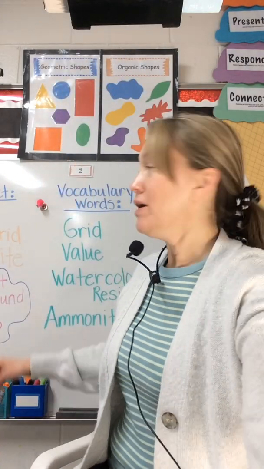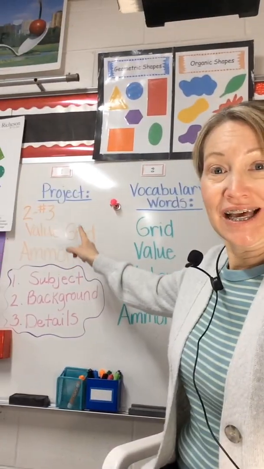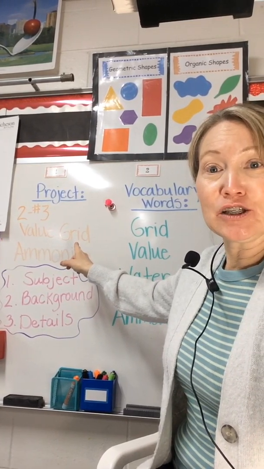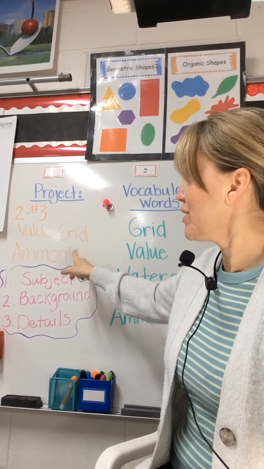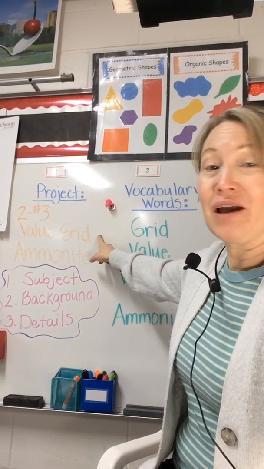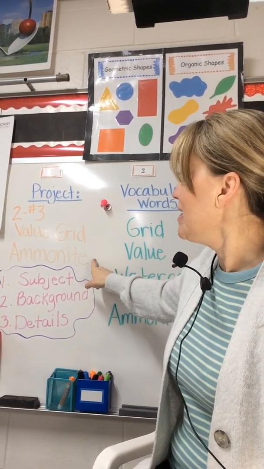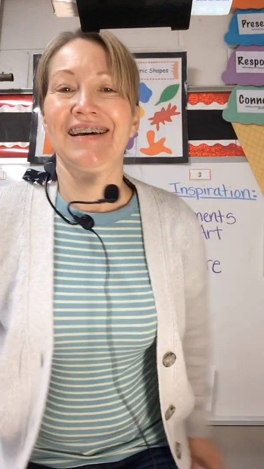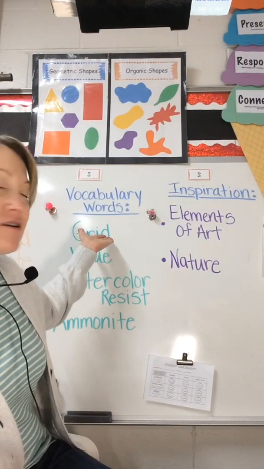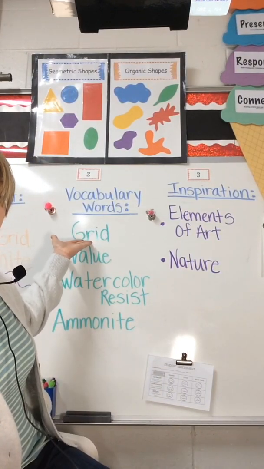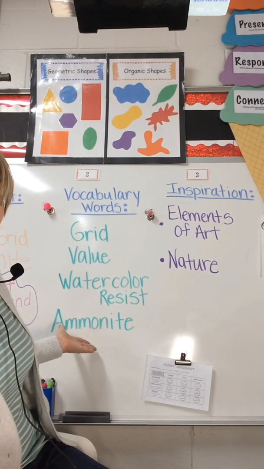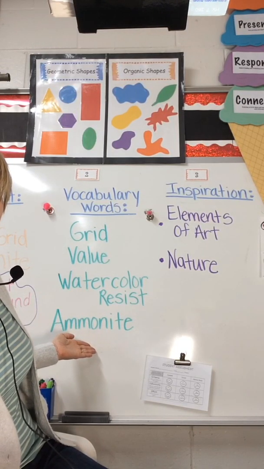Let's start with our lesson plan today. We will look over here. Our number 1 is our project today, and our slide is 2-3. We are going to be talking about a value grid and the Ammonite. Ooh, that might be a new word. All right, and then let's look at our vocabulary words. We'll discuss a grid, value, watercolor resist, and the Ammonite.